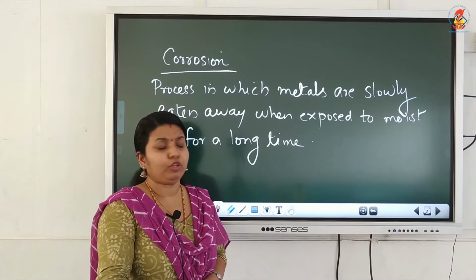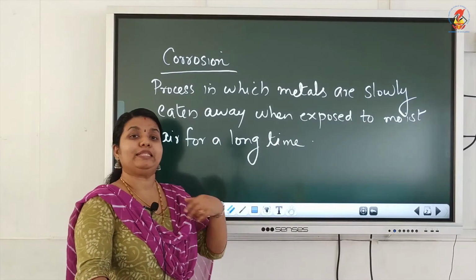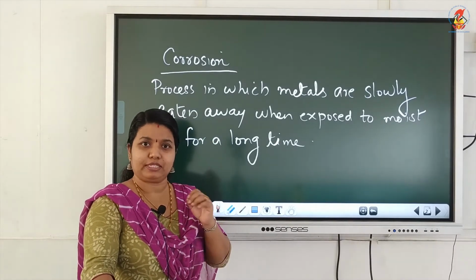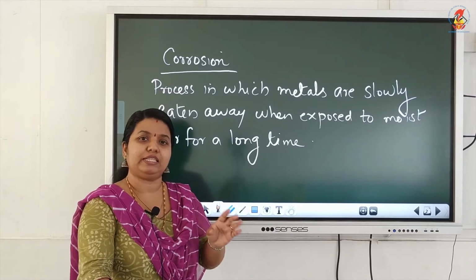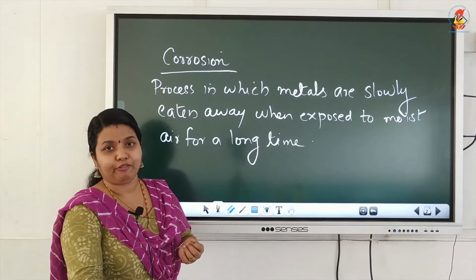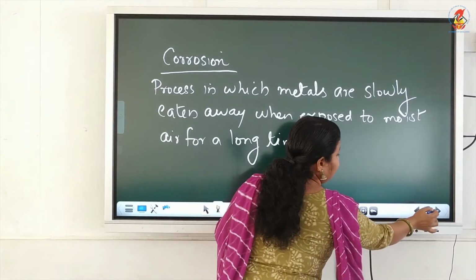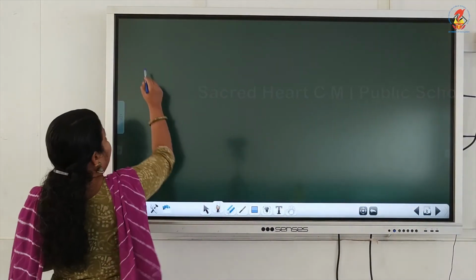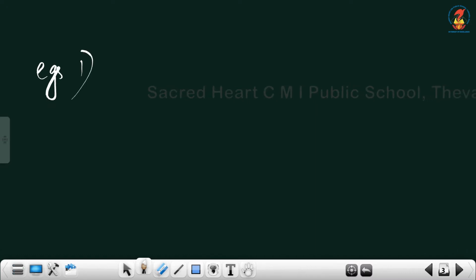period of time. What do you mean by eaten away? Eaten away means destroyed. So, it is a process in which metals are slowly destroyed when exposed to moist air for a long period of time.